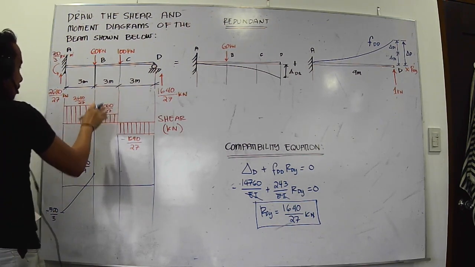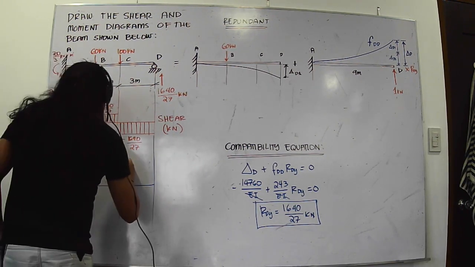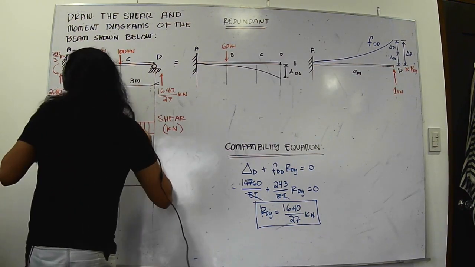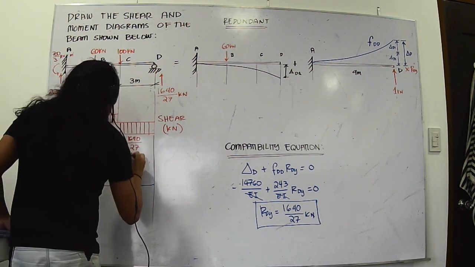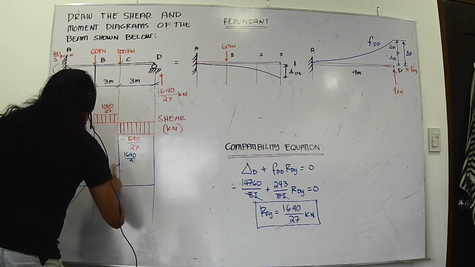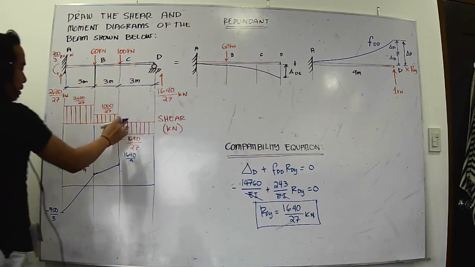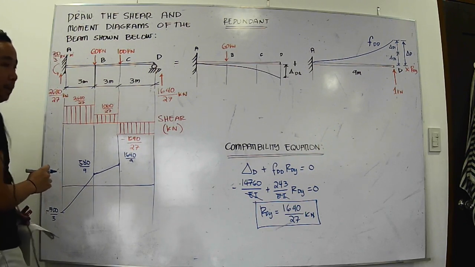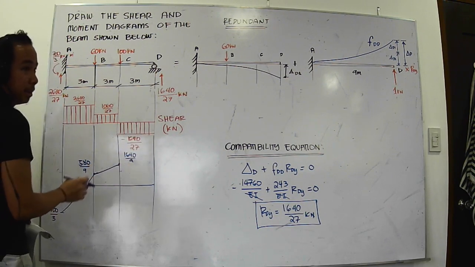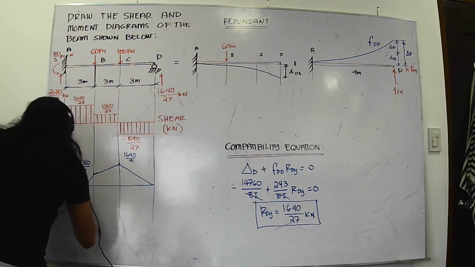Now, add 1060 over 27 times 3 plus 580 over 9. That should equal 1640 over 9. Sorry, 9. Then the area times 3 should be 1640 over 9. But one is positive and one is negative, so they cancel out to 0.